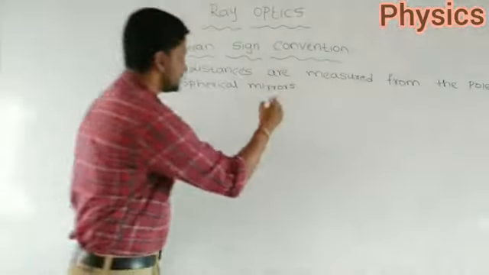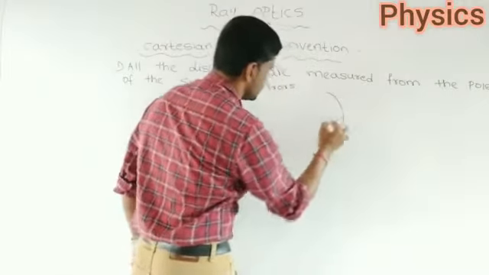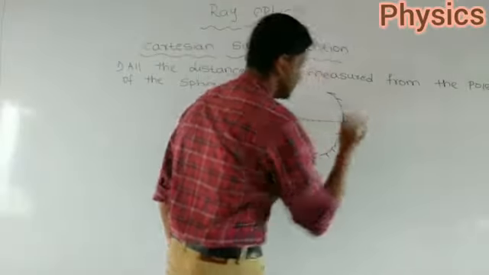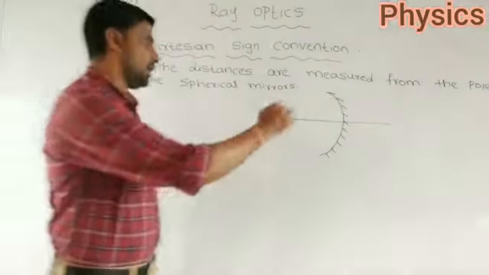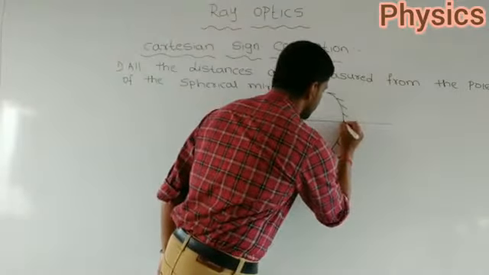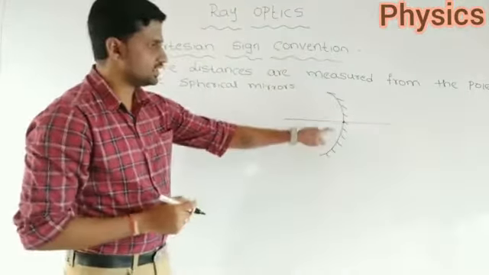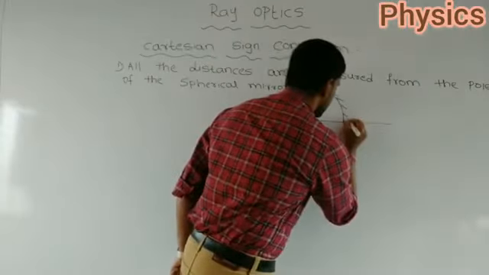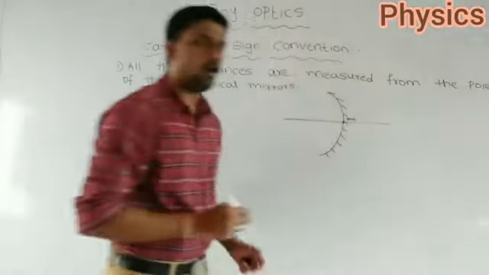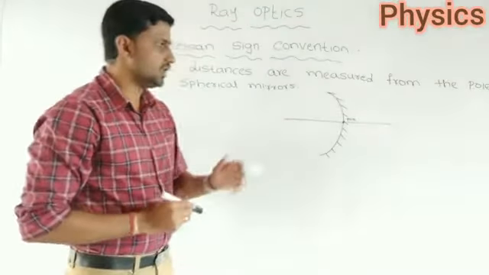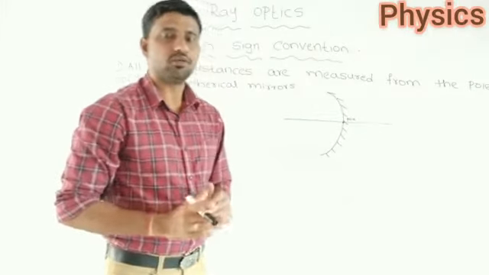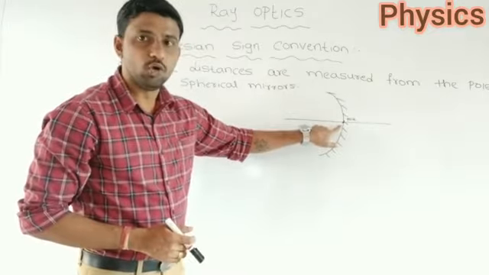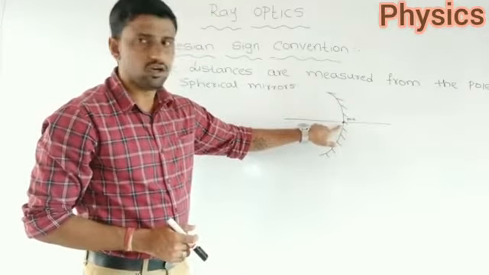If I consider a concave mirror, and this is the principal axis, the optic center of the mirror is called the pole. That is exactly the center of the spherical mirror. This is the pole. Then we should take all the distances, whether I want to measure the object distance or the image distance, from the pole of the spherical mirror. So that is the first rule.